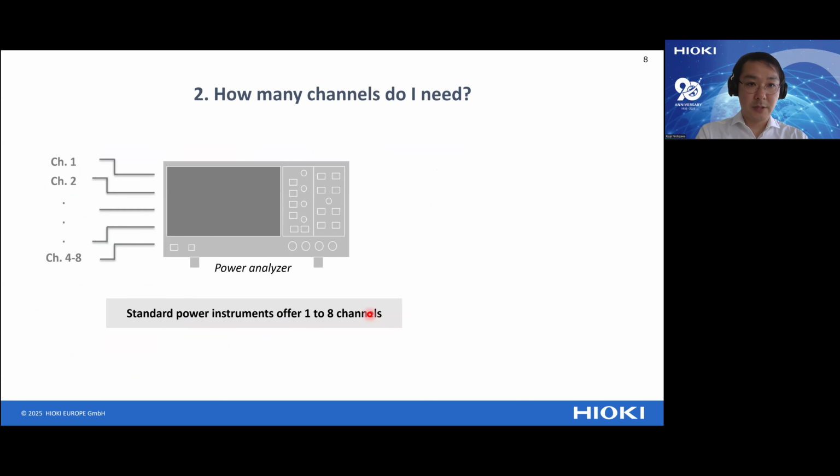The second topic is also a general one. When thinking about channels, how many channels do you need? Let's think about measuring an inverter. The input side is DC, and the output side is three-phase AC. In that case, you need 4 power channels. But what if you need to measure 3 inverters simultaneously? In that case, you need 12 channels.